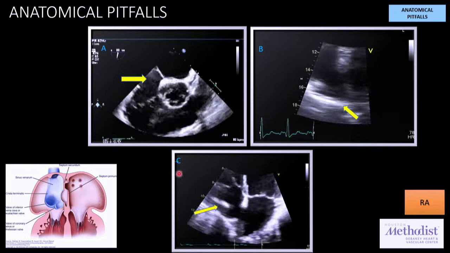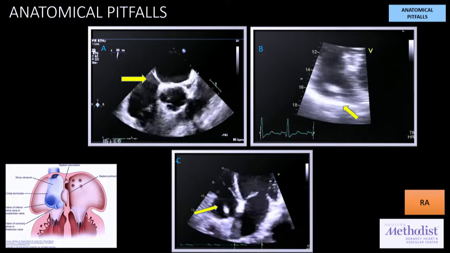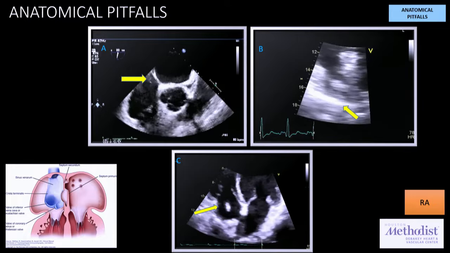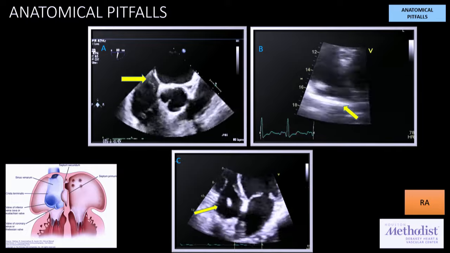Is a pacing wire, right? It's a pacing wire you see in the right atrium. So I think you guessed that right. The eustachian valve is nothing but the remnant of the sinus venosus. The second one is the crista terminalis, which is nothing but a prominent ridge between the SVC and the IVC.